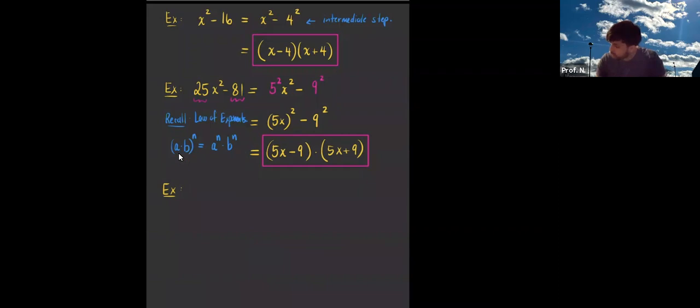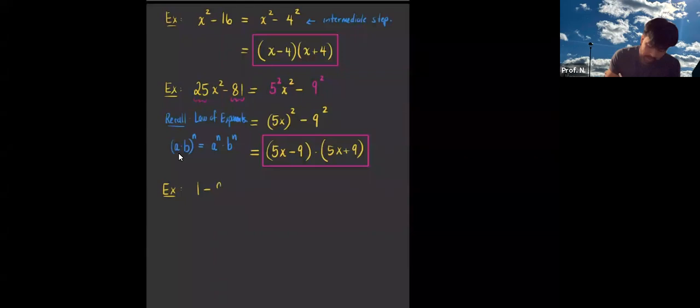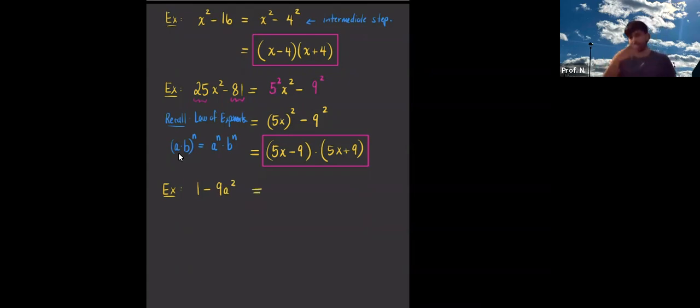So let's see, what if we have something that looks a little bit more strange, such as this, 1 minus 9a squared? Again, for now, all these examples will be difference of perfect squares, so it's nothing out of the ordinary. But I recognize that 1 is really what? I can rewrite this as 1 squared. And I recognize that 9 is really what? 9 is 3 squared. So I got 3 squared a squared, which means I can write this as 1 squared minus (3a) squared.